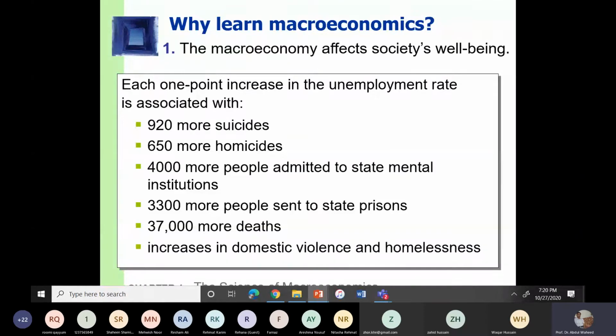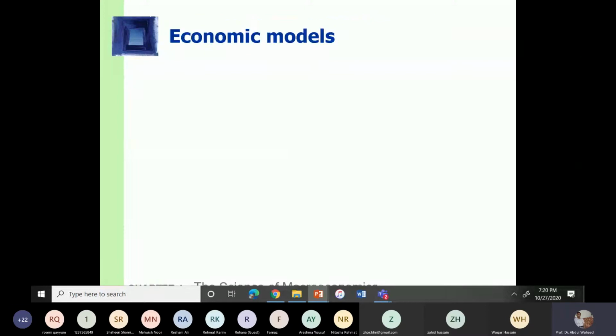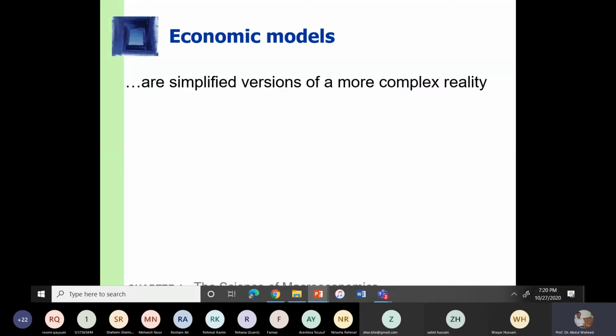Okay, and it will also increase domestic violence, and homelessness. If someone is unemployed, they cannot pay rent, and then they will become homeless. Then we study economic models. Okay, and they are simplified versions of more complex reality.